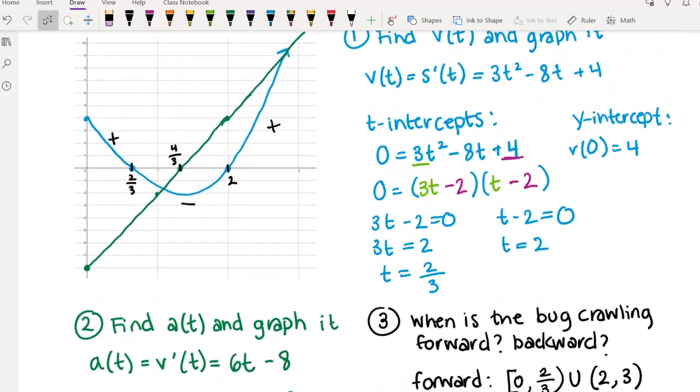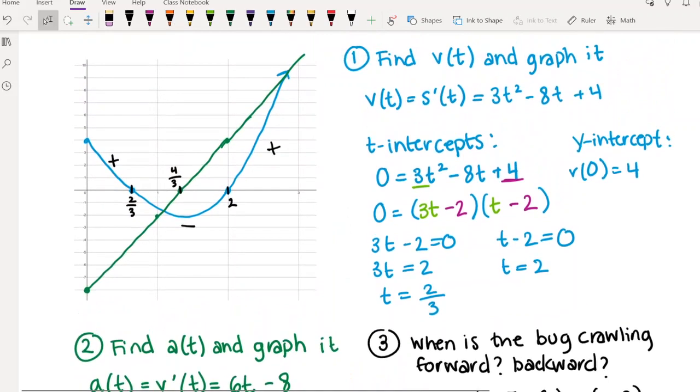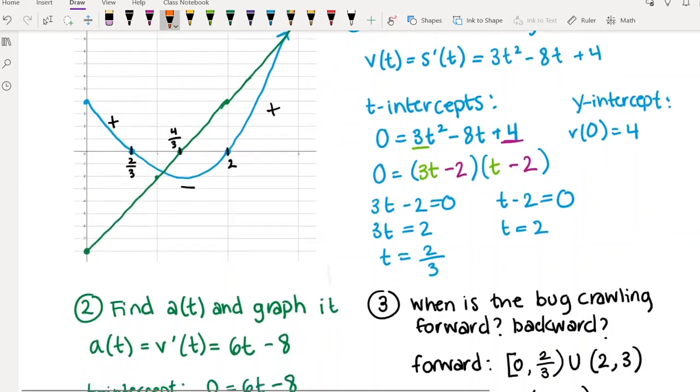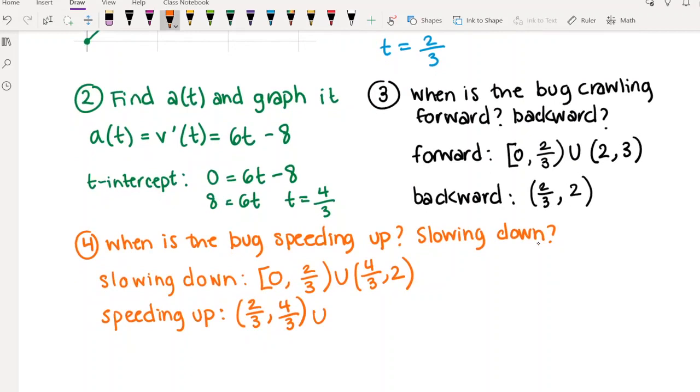And then what's going on from 2 forward? Well, from 2 to 3 seconds, the velocity and the acceleration are both positive. And so that means now it's going in the forward direction and it's speeding up. So it's speeding up from 2 to 3. And you could put a bracket on this 3 because it's the endpoint. It doesn't really matter. The reason I'm putting a parenthesis is because we don't really know what happens after 3 seconds, whereas 0 was the starting point, and that's why I put a bracket on that. But I wouldn't worry too much about that part.